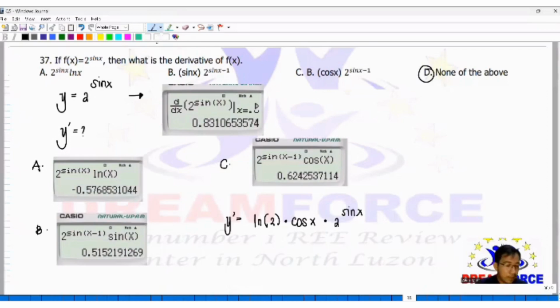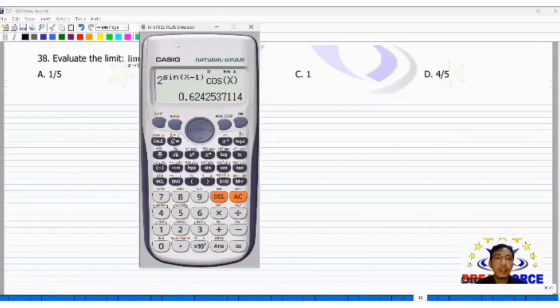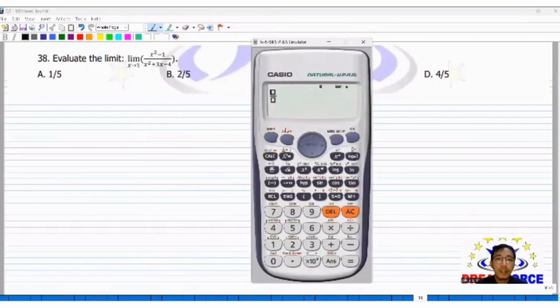Okay, next, number 38. Evaluate the limit. O, direct calculator po yan. Limit, i-type mo lang expression sa loob ng limit. So, x squared minus 1 over x squared plus 3x minus 4. Una, i-calc muna natin siya. Limit niya daw, x equals 1. So, x equals 1. So, pag nag-math error, gamitin natin siya ng L'Hopital's rule.